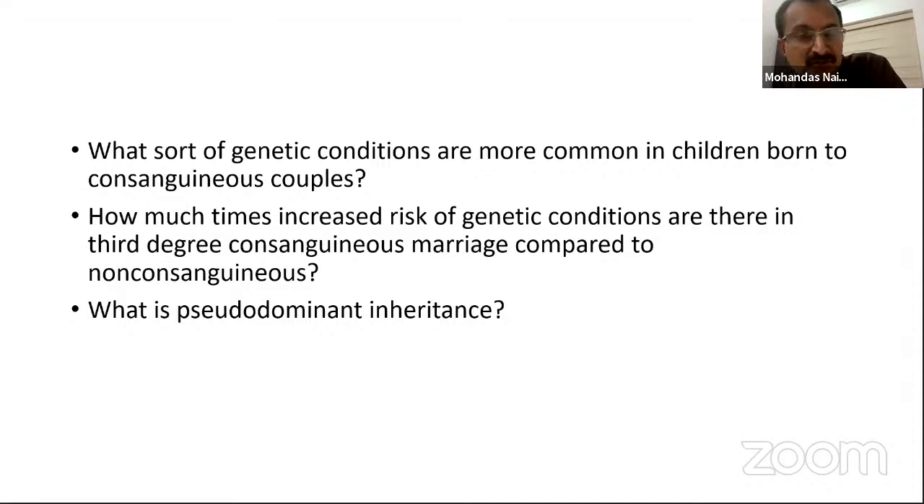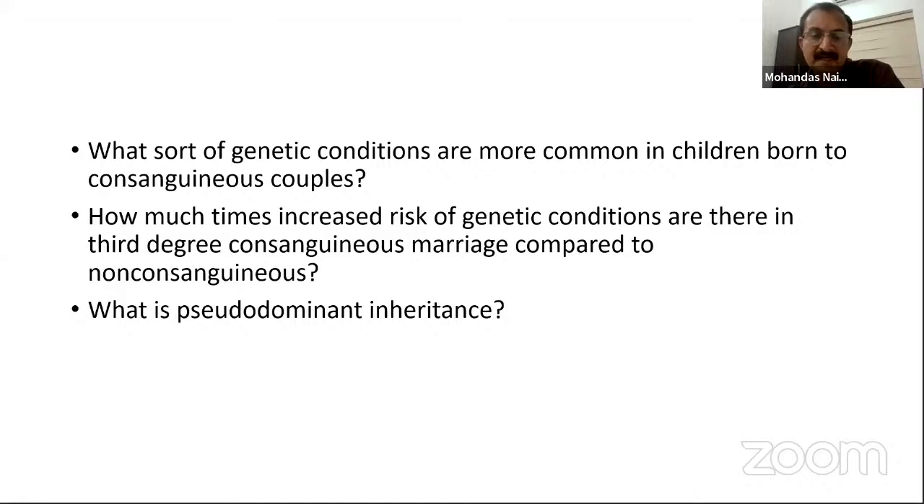And it is shown that third-degree consanguineous marriage has 2 times increased risk, that is just double the risk for a genetic condition than non-consanguineous couples. So if it is non-consanguineous, the risk is around 3 to 4%, and consanguineous, the risk is 6 to 8%. And pseudo-dominant inheritance is also related to autosomal recessive conditions.